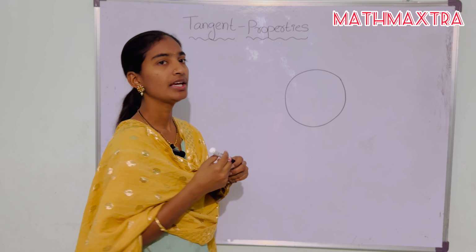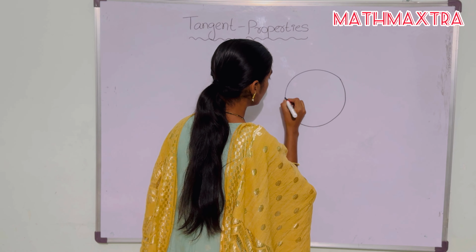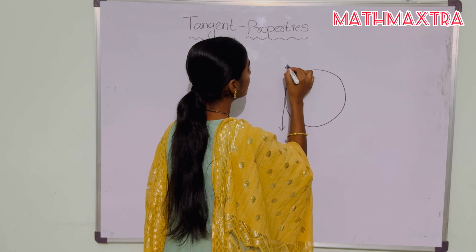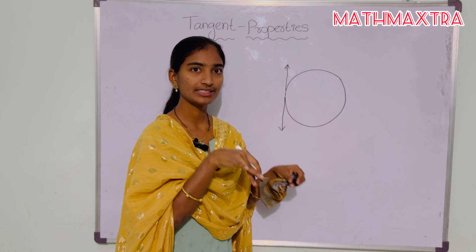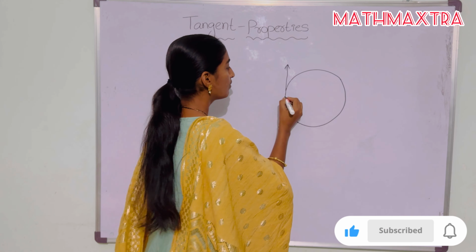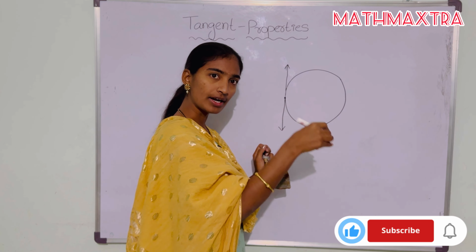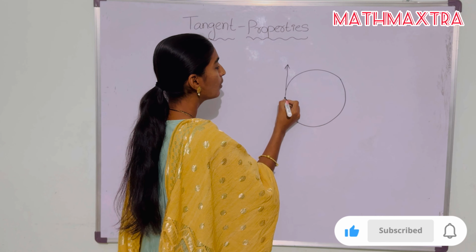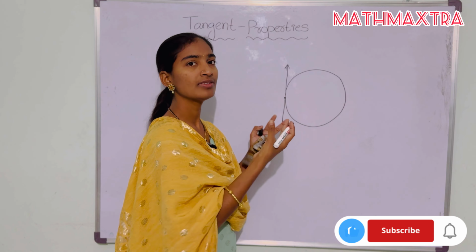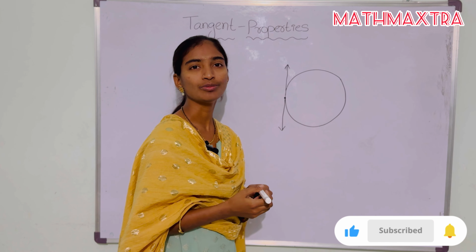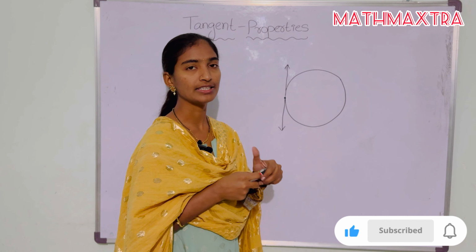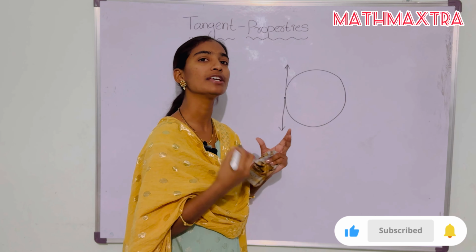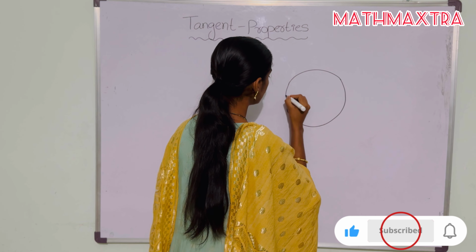So what happens if the point is on the circle? If you want to draw a tangent through this point, what is the length of the tangent? The length of a tangent is the distance from the point of contact to the point through which the tangent is drawn. So here both the points coincide, which means the length of the tangent is always equal to 0, isn't it? So if you draw a tangent through a point on the circle, then the length of the tangent is always equal to 0.